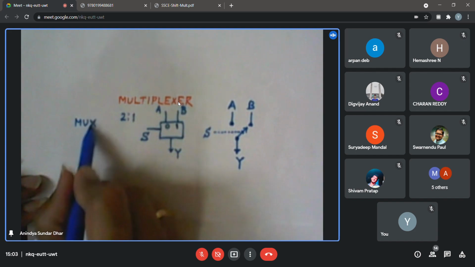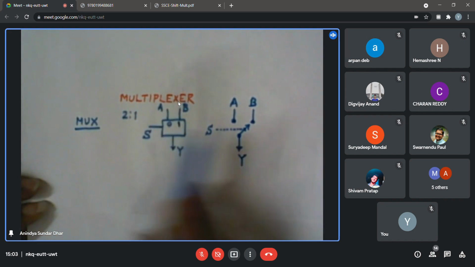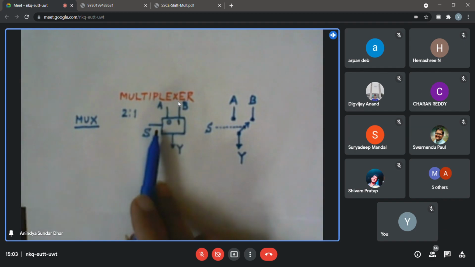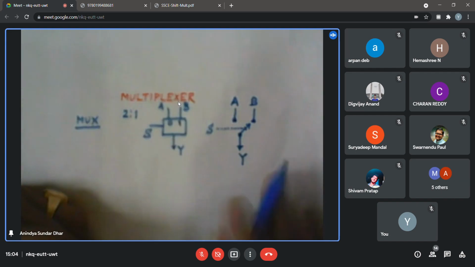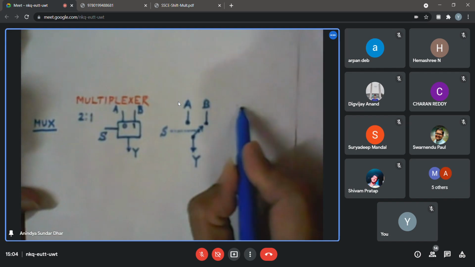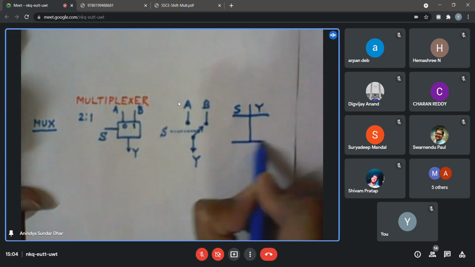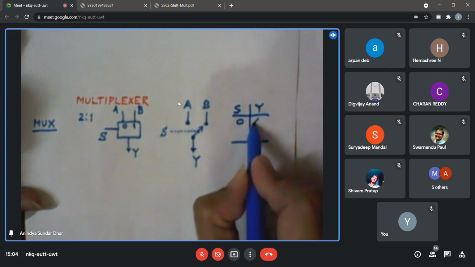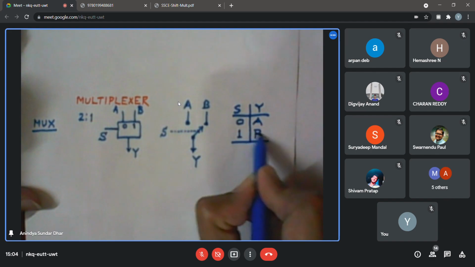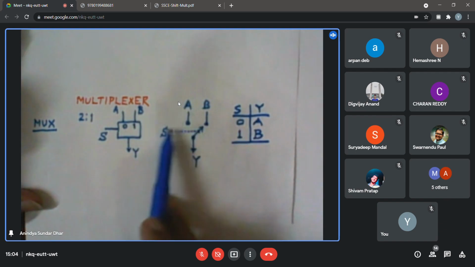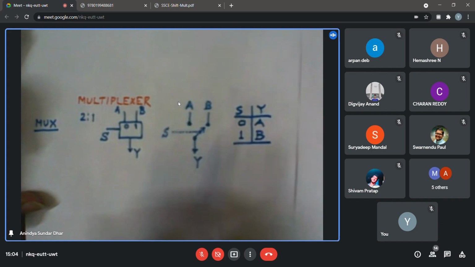In short, we write mux. So a 2-to-1 mux, or multiplexer, can choose out of two sources just by a single select line. In a different form of truth table, if S is 0, the output is A. If S is 1, the output is B. You can probably draw an 8-row truth table because there are 3 variables, A, B, and S, all inputs, and accordingly you can decide the output.